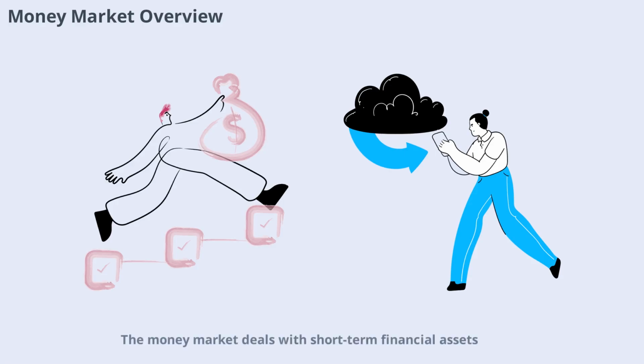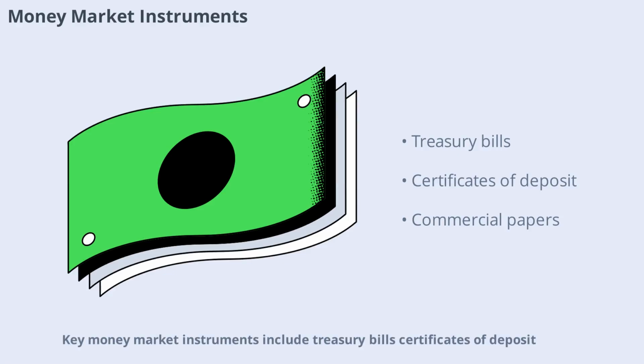Money market deals with short-term financial assets, typically with maturities of less than 1 year. These instruments are highly liquid and serve as substitutes for cash. The money market is essential for managing short-term funding needs and is made up of institutions like commercial banks and non-banking finance companies. Key money market instruments include treasury bills, certificates of deposit, commercial papers, bankers' acceptance, and repurchase agreements.